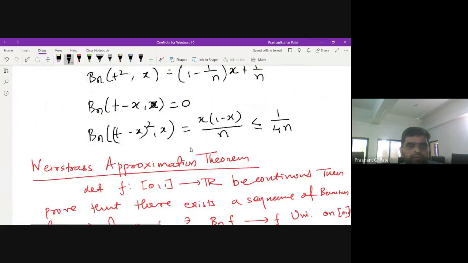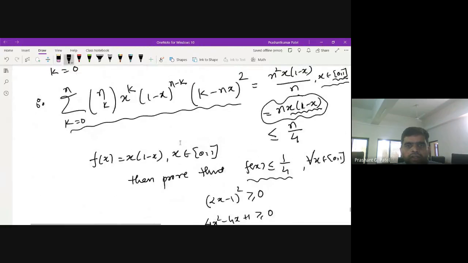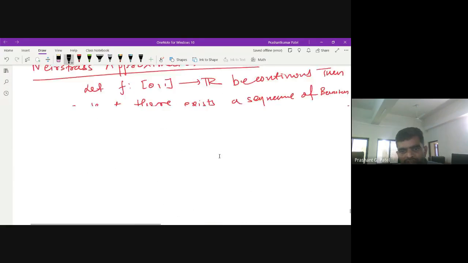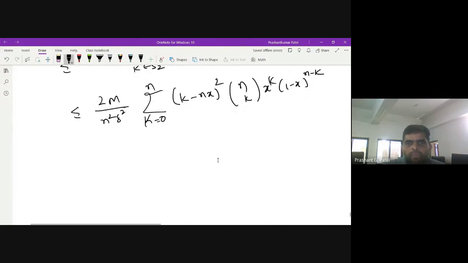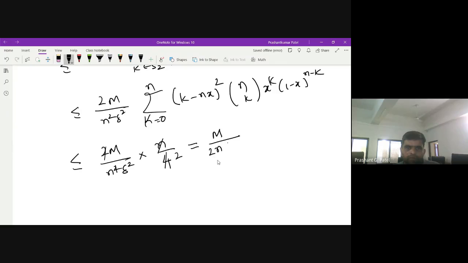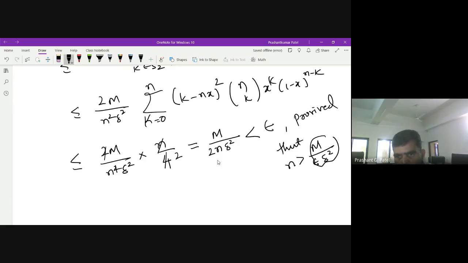You can see that in the last statement, and also here, this quantity (k minus nx) square is less than or equal to n by 4. So due to that we can write this is less than or equal to 2m by n square delta square into n by 4. n is cancelled out, 4 will get cancelled. So we can say this is equal to m by 2n delta square. I can say this is less than epsilon provided that your n is greater than m upon epsilon delta square, which is your n0. This will be your n0.